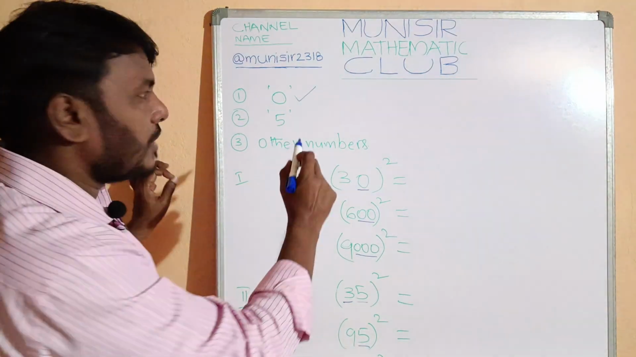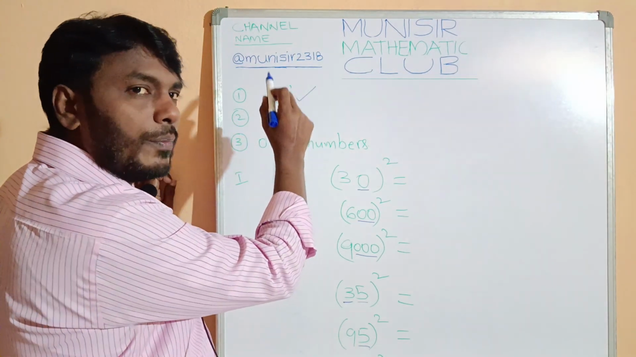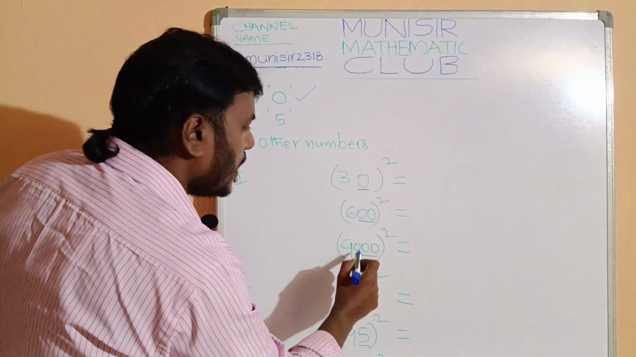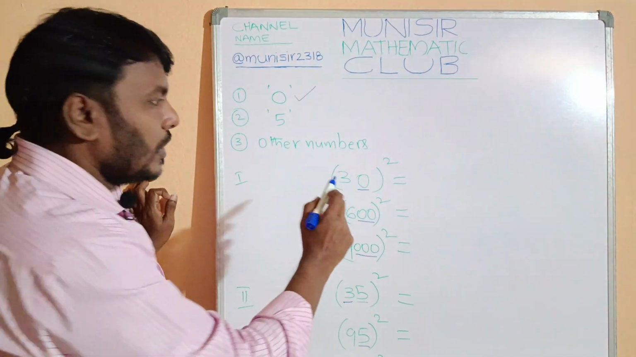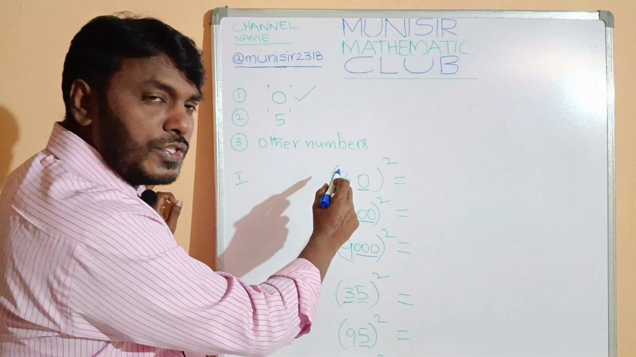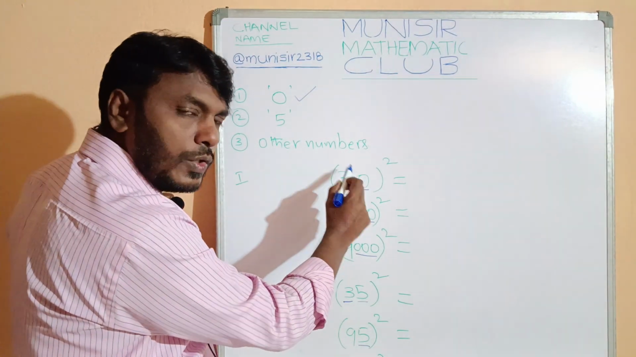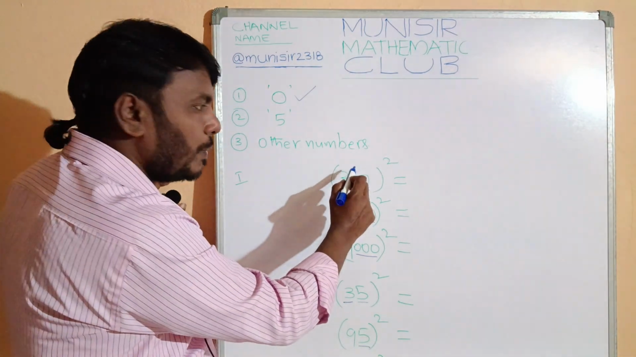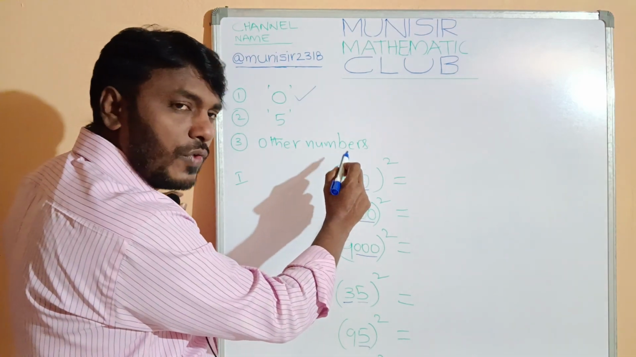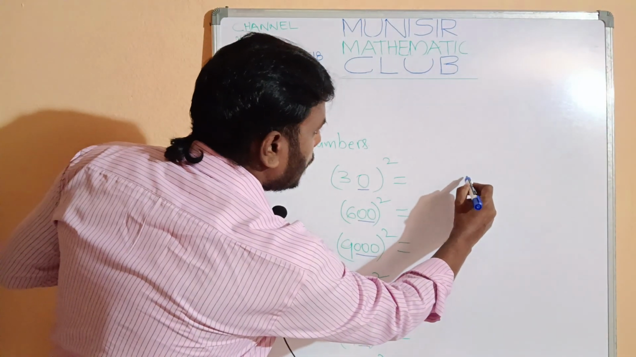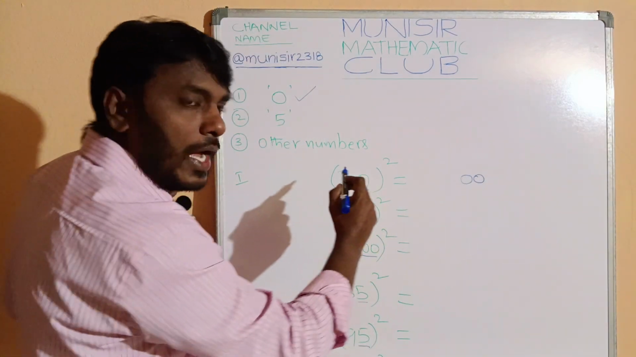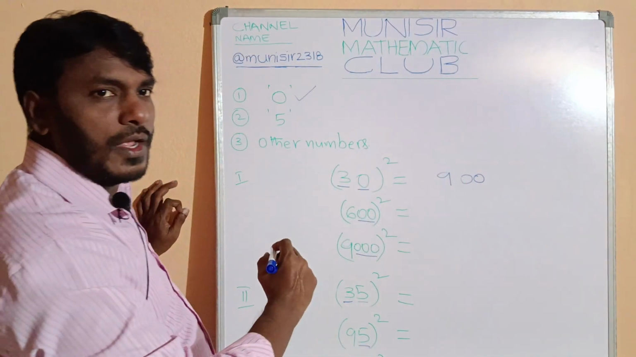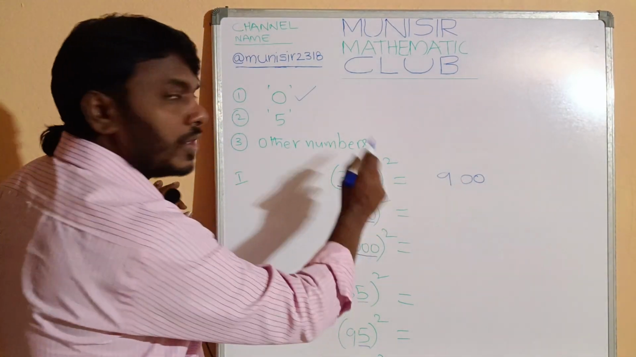So the first one is the numbers which consist of 0 in the unit place. Here we have 30 square, 600 whole square, and 9000 whole square. In the number 30, there is only one 0 at the unit place. So double of 1 is 2, so you write here 2 zeros. And the square of 3 is 9. So you write here 900. So 900 is the square of 30.